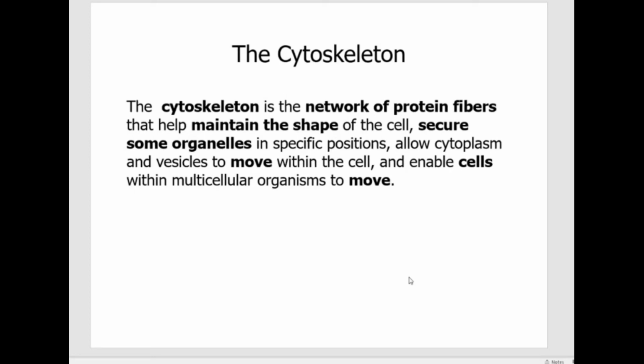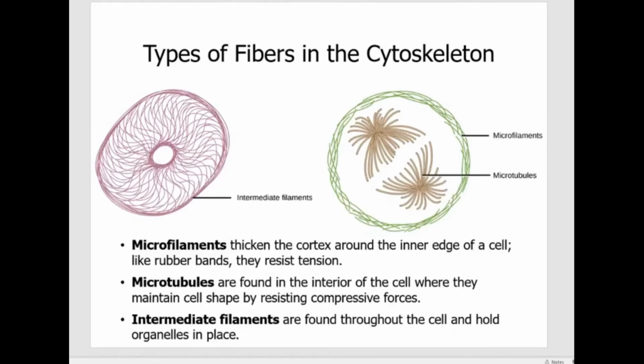And the cytoskeleton. It's a system or a network of protein fibers that help maintain the shape of the cell, secure or hold some organelles in place, and also allow cytoplasm and some vesicles to move within the cell. They're like cables, like cable cars, that can move things, and they also enable cells to move too, so that provides motility for some of the cells. So let's look at some of the structures in this system.